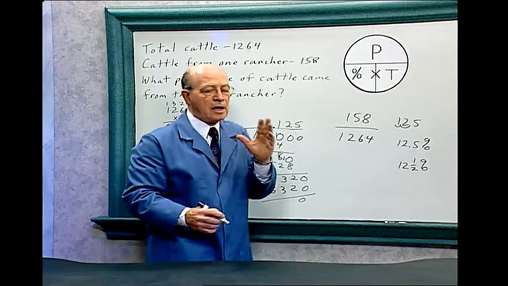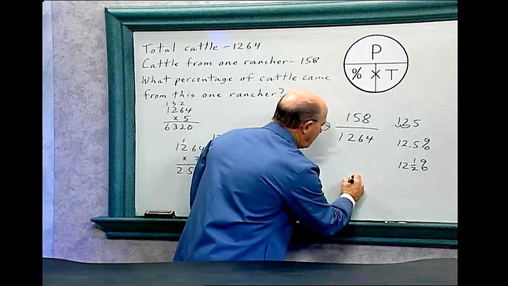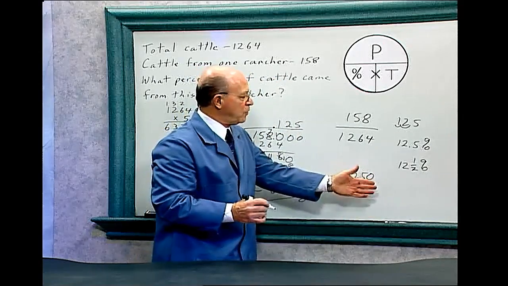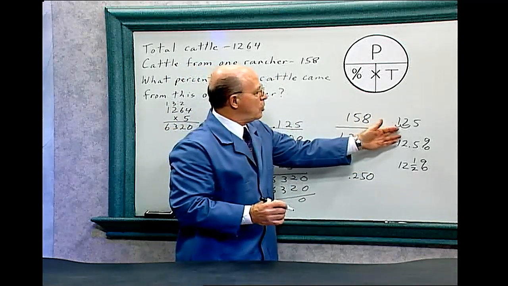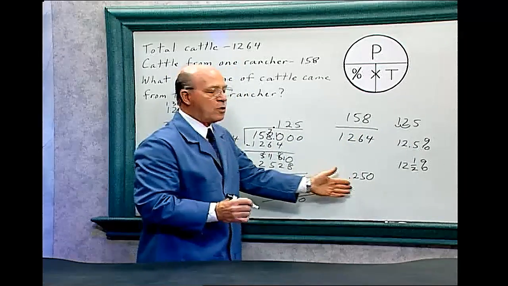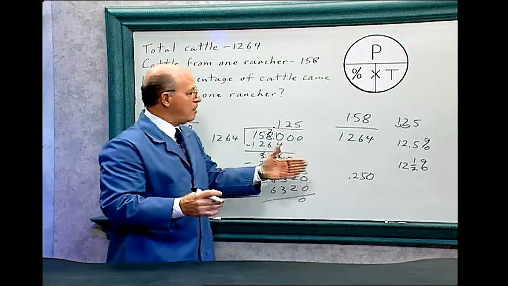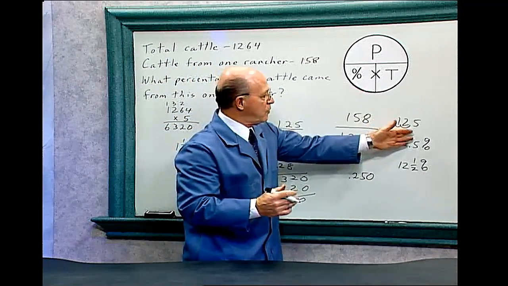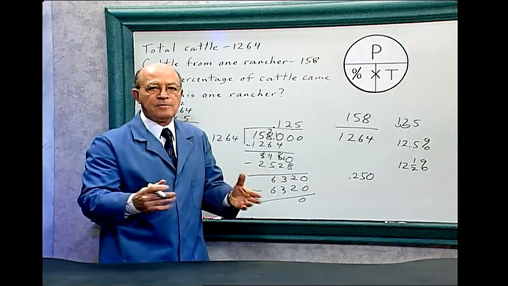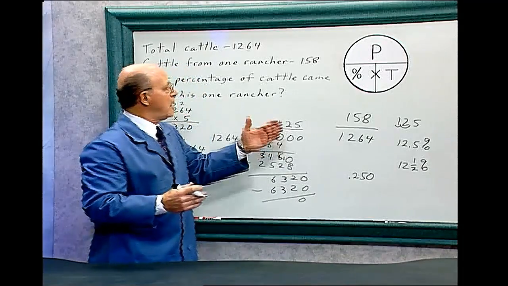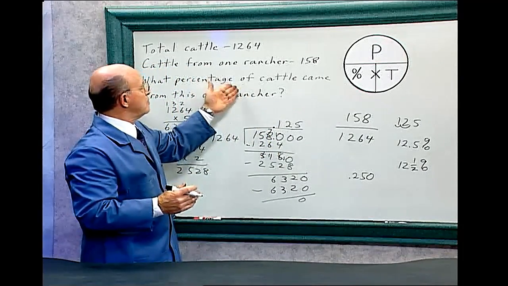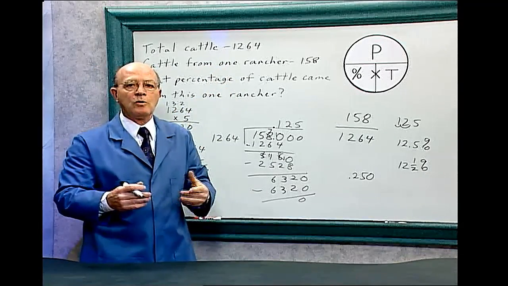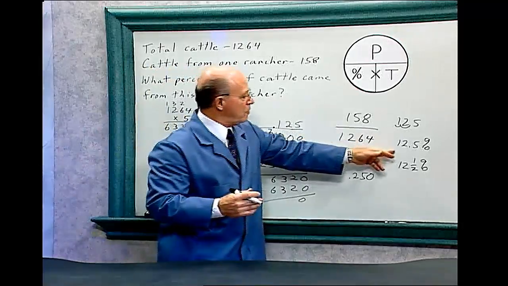And you can do that again in your head. We know that 1/4 is 0.25, and a half of 0.25 is 0.125, and a half of 1/4 is an eighth, and they're all equivalent. 12.5%, 0.125, or 1/8 as a fraction, they're all equivalent. And so the percentage that this one rancher brought to be auctioned off was 12.5%.